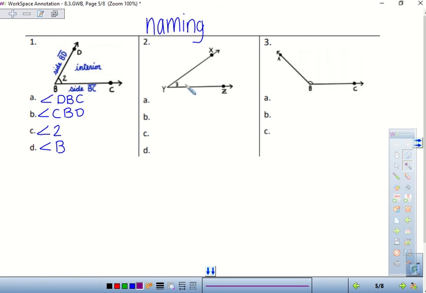Yep. So the next one is going to be angle XYZ. What's another way you can name this one? ZYX. You can also name it angle 3, because that's the number inside of it, right? And then angle Y by its vertex. Everybody see that system, how it works?